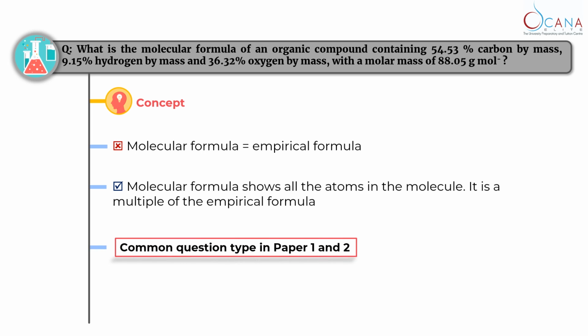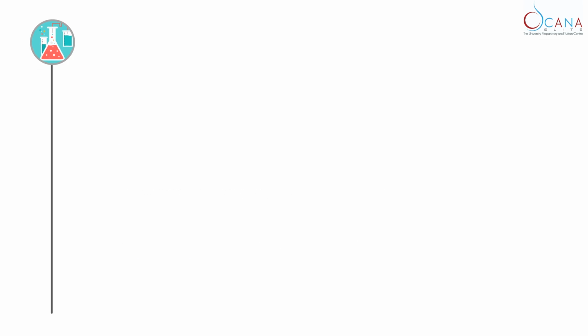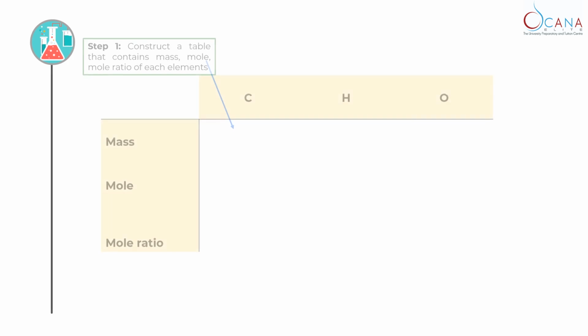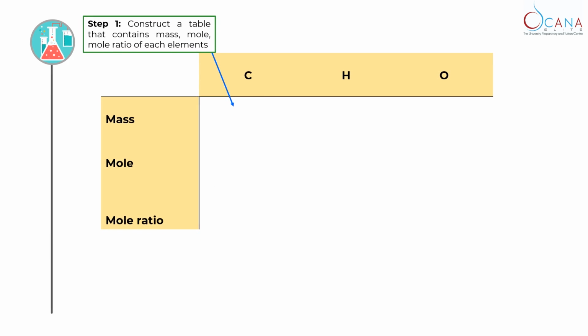Students should be aware that this type of question is general and is frequently asked in Paper 1 and Paper 2. Therefore, we have a general procedure to solve this kind of problem. First of all, we can construct a table that shows the mass, mole, and mole ratios of each element.